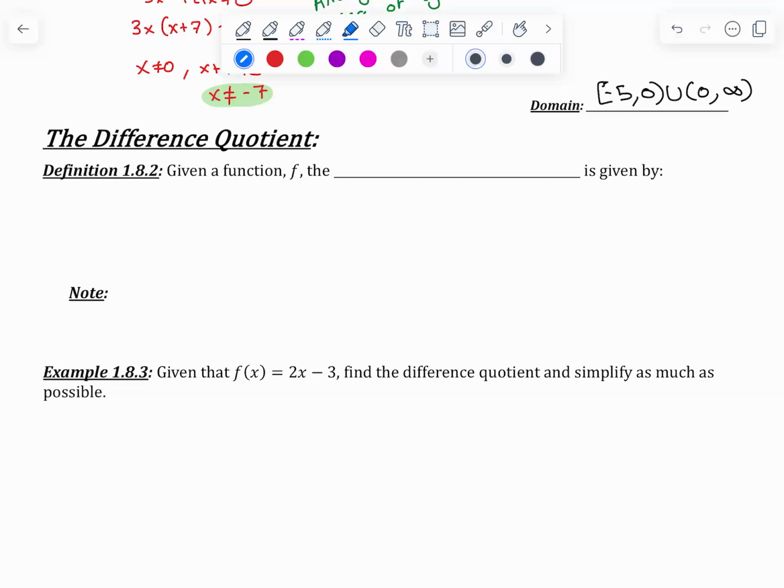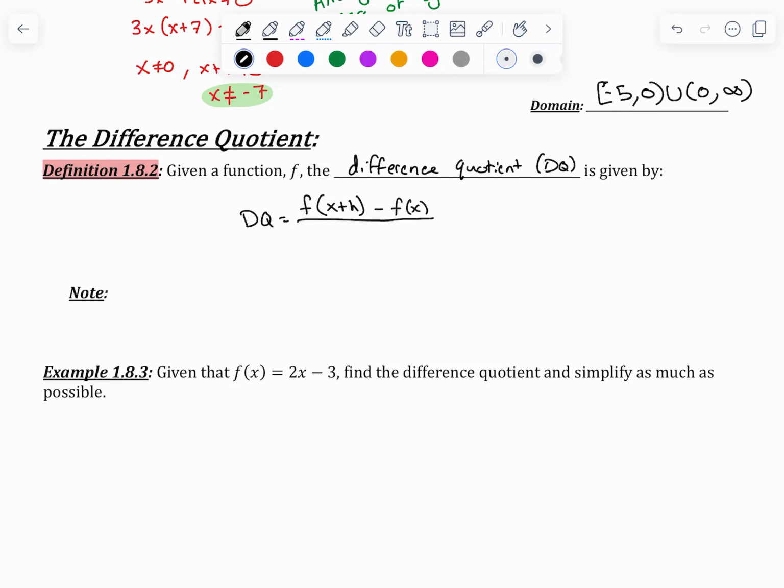Hello everyone, and welcome to the second video on Unit 1.8, where we're going to talk about the difference quotient. So, what is the difference quotient? Well, given a function f, the difference quotient, which I'm going to now abbreviate dq so that we don't have to keep writing that out, is given by dq equals f of the quantity x plus h, minus f of x, divided by h.